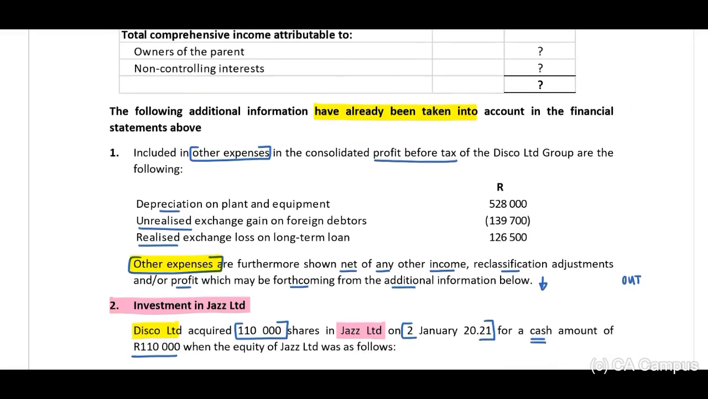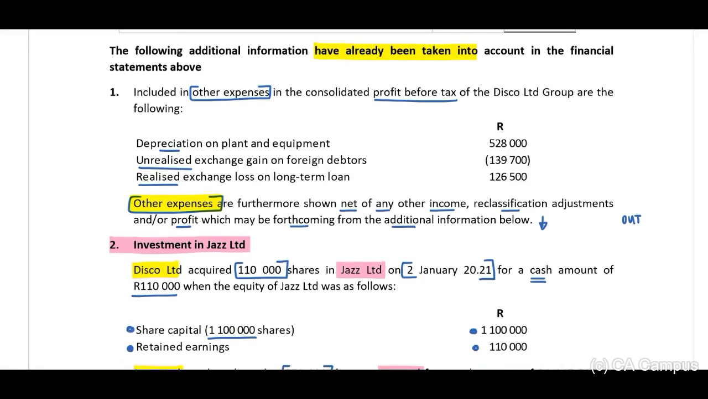Now, let's have a look at the additional information. Note 1, included in other expenses in the consolidated profit before tax of Disco Limited Group are the following. Depreciation on plant and equipment. Now, immediately, this is non-cash. We need to take this out and we need to take this into account in terms of our T account of PPE. Now, let's first take this out. 528,000. We need to take it out from our other expenses.